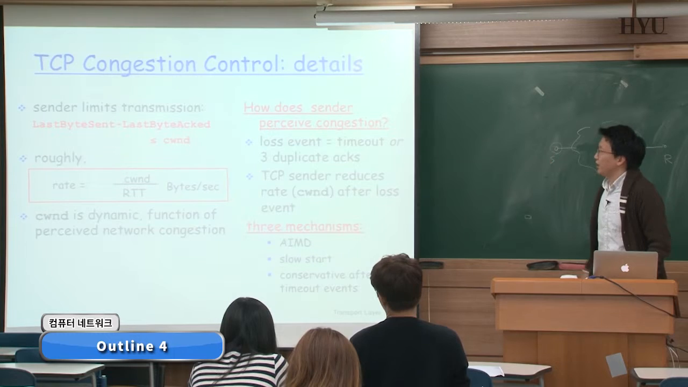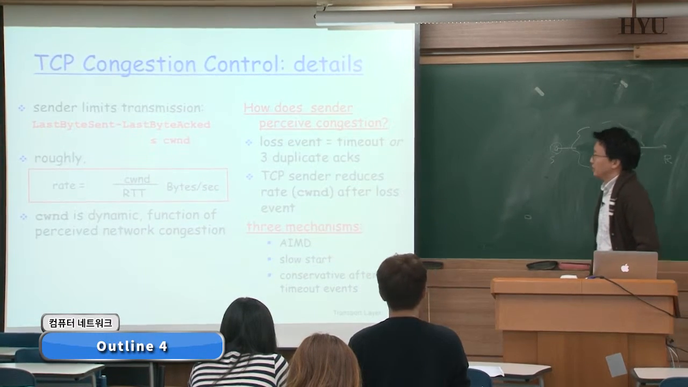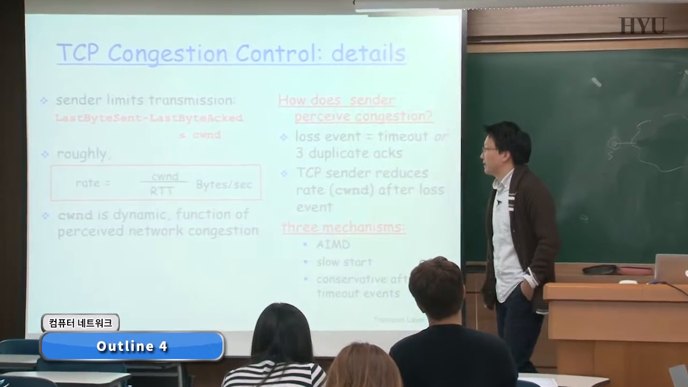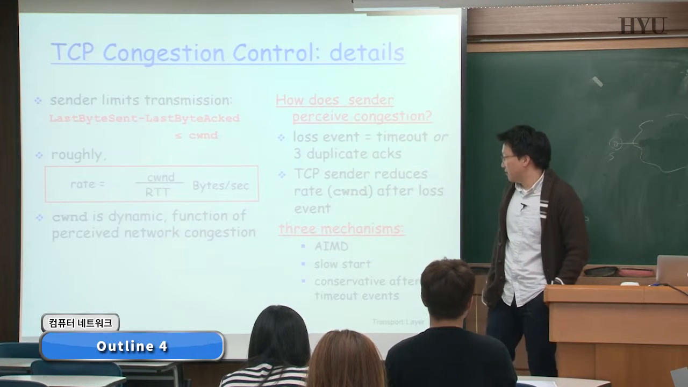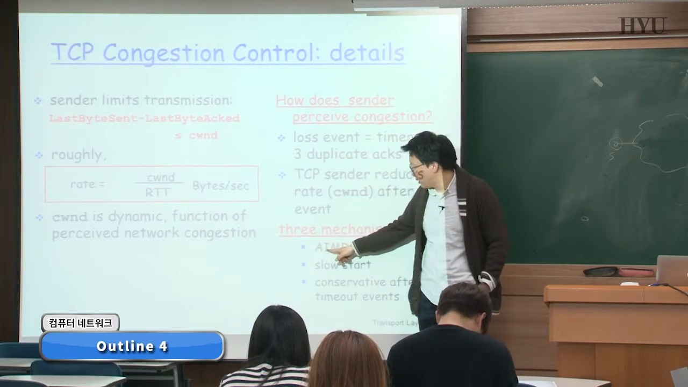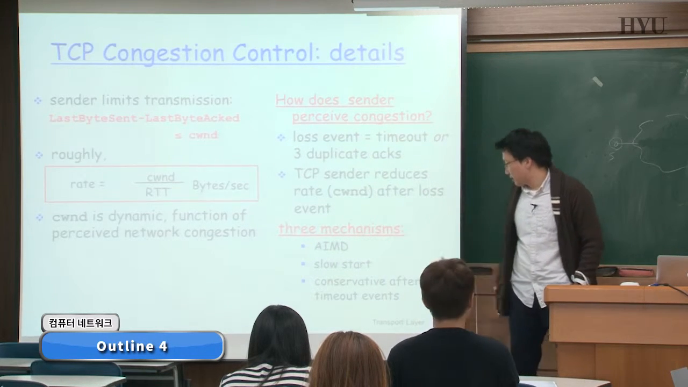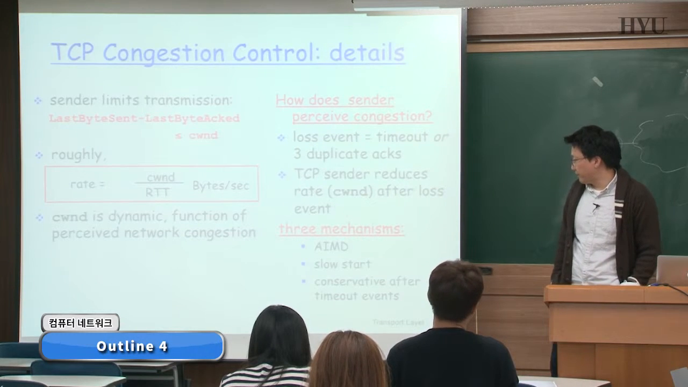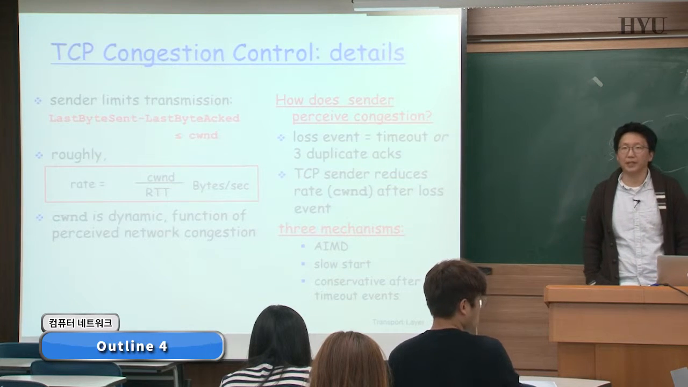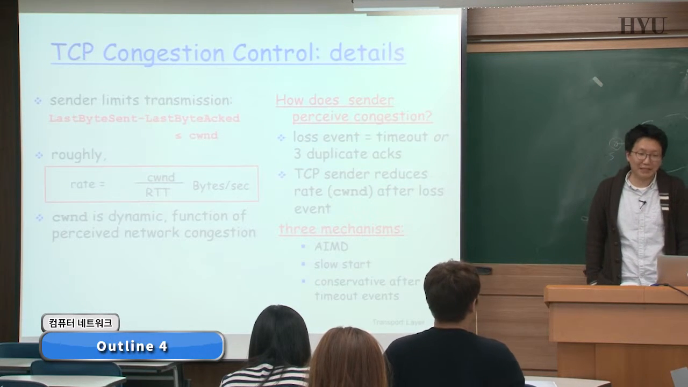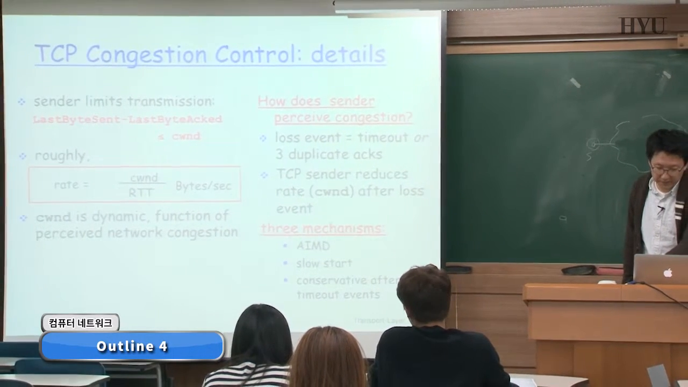How does the sender perceive, how to detect the congestion? Loss event, timeout, or 3 duplicate ACKs. A TCP sender reduces the ratio after loss events. 3 mechanisms: additive increase, multiplicative decrease, slow start, conservative after timeout event. You're being careful after loss happening because you don't know exactly what's happening. So we're going to take a look at the slow start first.